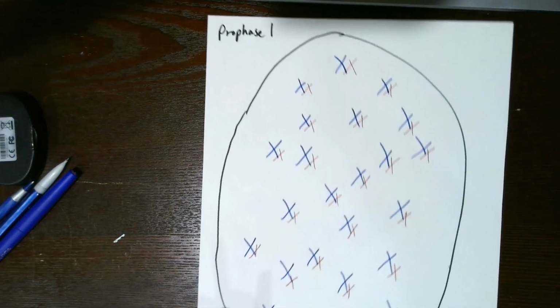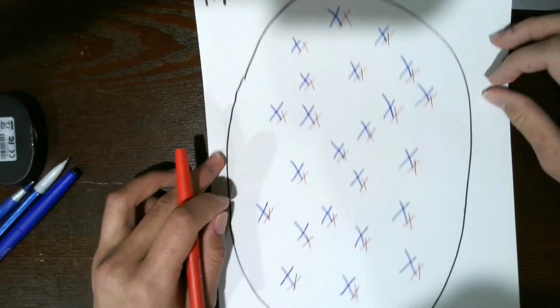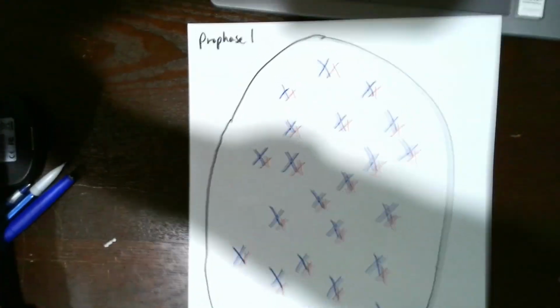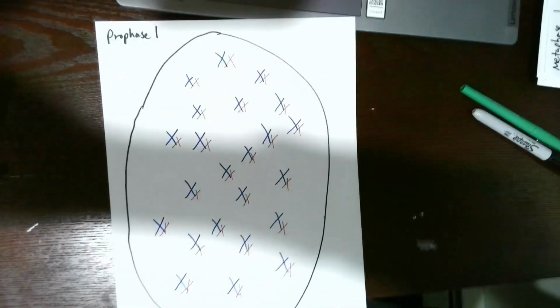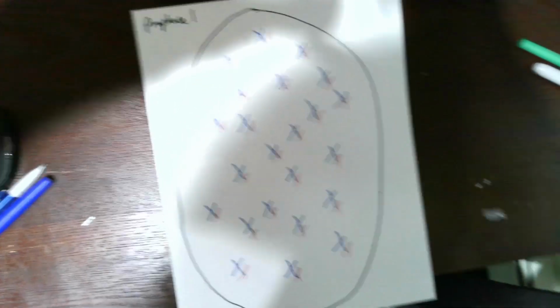Now we're going to keep going. When we're going through meiosis, we're going to go through something called prophase, prophase 1. I know it's a little hard to see on the screen. Oh man, I gotta move this. Let me just refocus it.